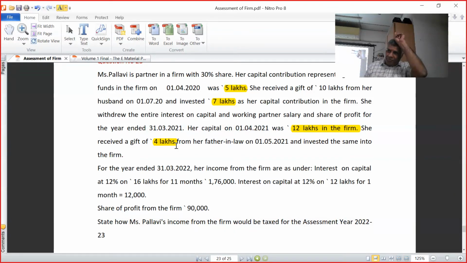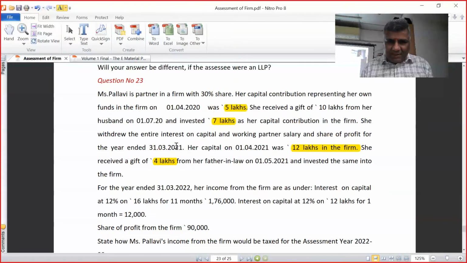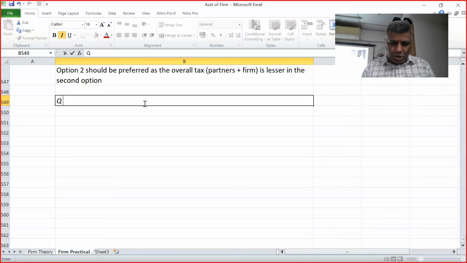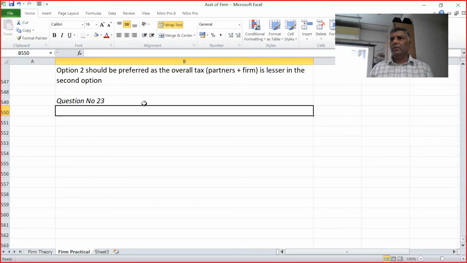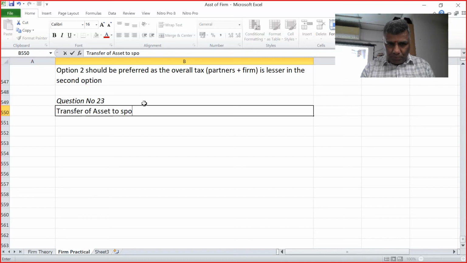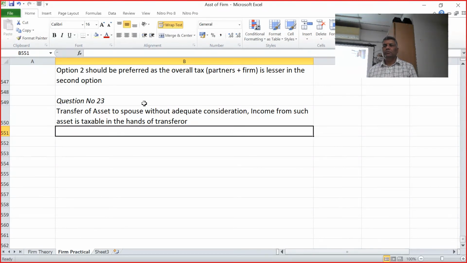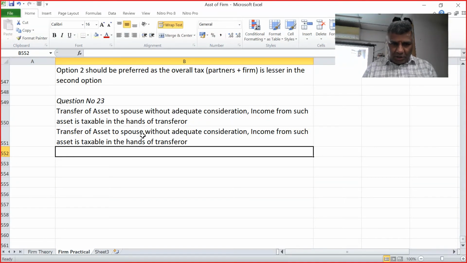I know it's a question of the clubbing chapter, but still since it is a firm, I thought all firm things should be there in one Excel sheet. If you take that Excel sheet, you should be clear about firms. Okay. Transfer of asset to spouse without adequate consideration, income from such asset is taxable in the hands of transferor. Similarly, transfer of asset to daughter-in-law.